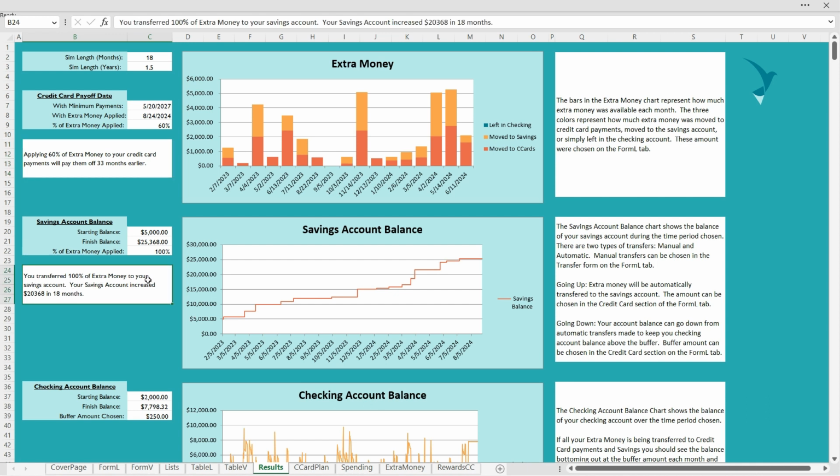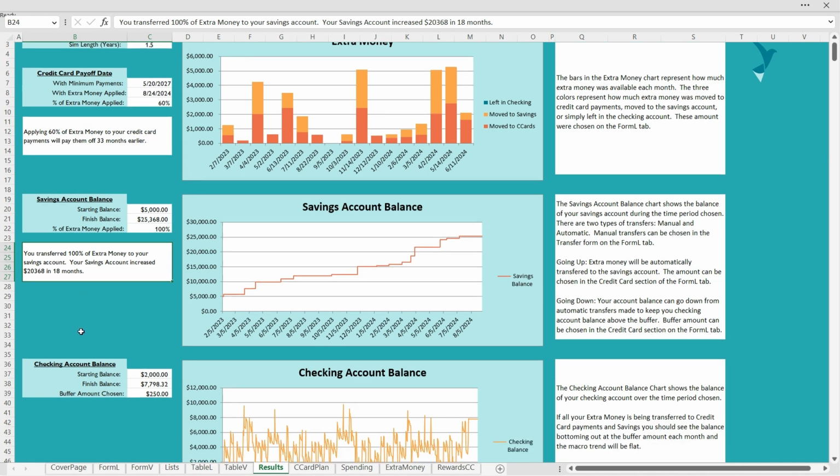You transferred 100% of the remaining extra money to your savings account. Your savings account increased $20,368 in 18 months. Pretty good.